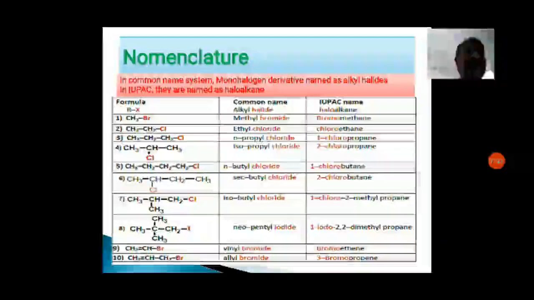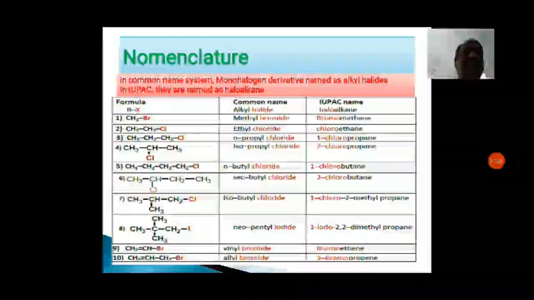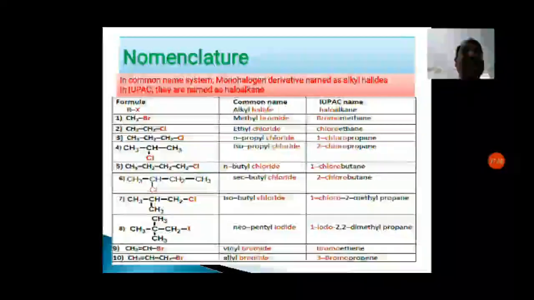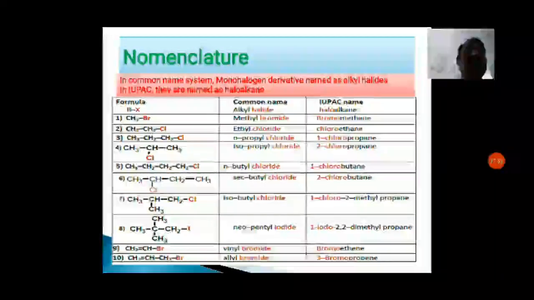Then the fourth example. In this fourth example, this is a propyl group, actually it is an isopropyl group. Why is it called an isopropyl group? Because the middle carbon atom is attached to two similar methyl groups. If a carbon atom is attached to two methyl groups, then that group is called an iso group. So it is called isopropyl chloride.